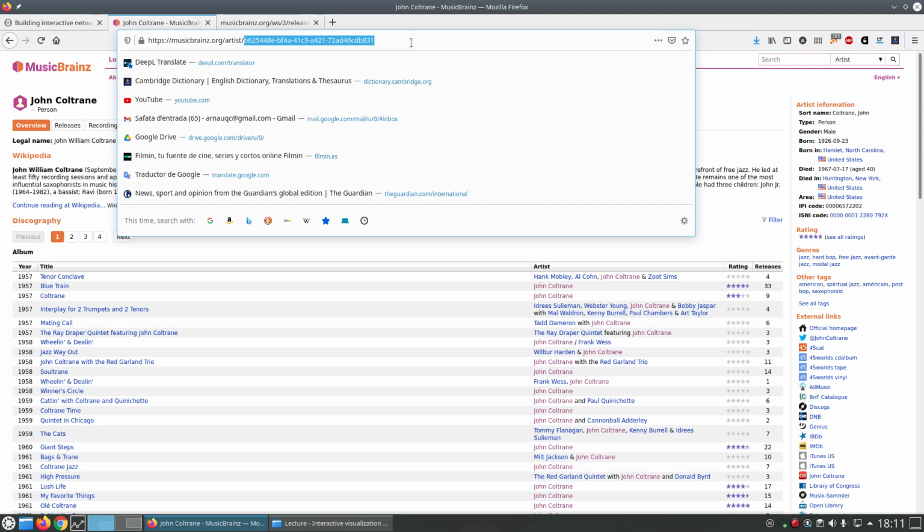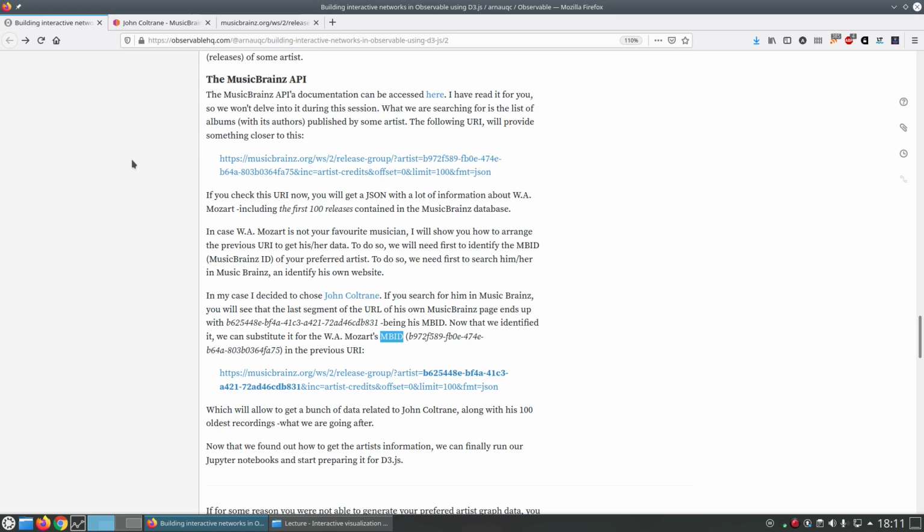So the key thing that you should keep from this first part is to search in MusicBrainz for the musician that you're interested in, and find this MusicBrainz ID. And when you have it, store it well, because we will use it to ask the MusicBrainz API for all the information of all the albums of this artist, and with this data we will be able to build this network of co-authorship in these albums.